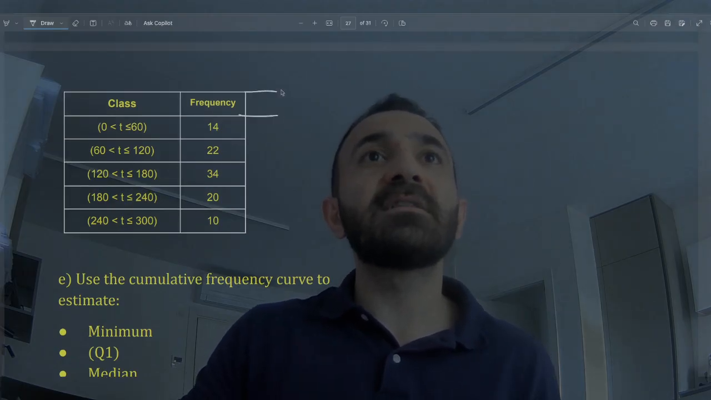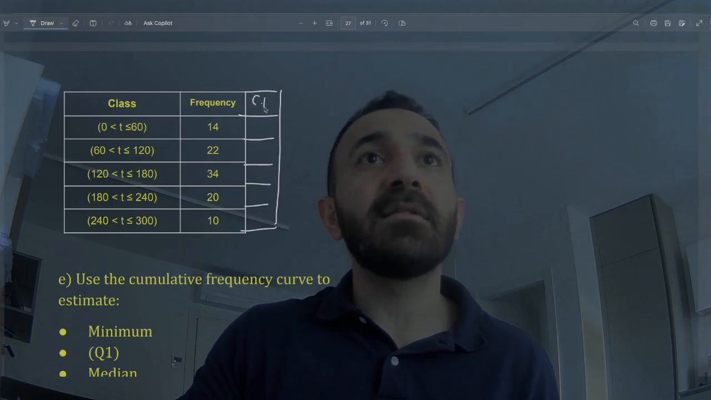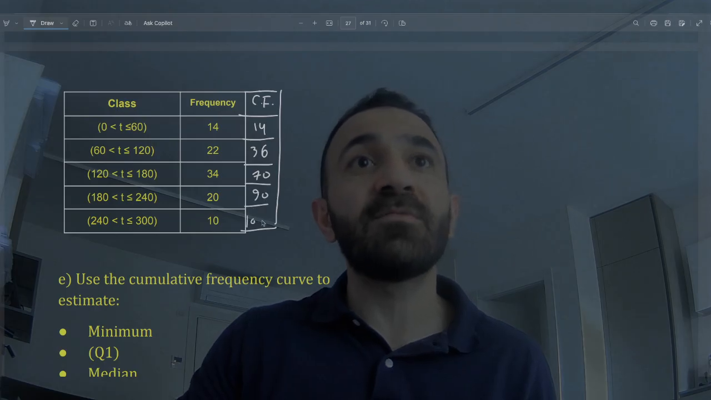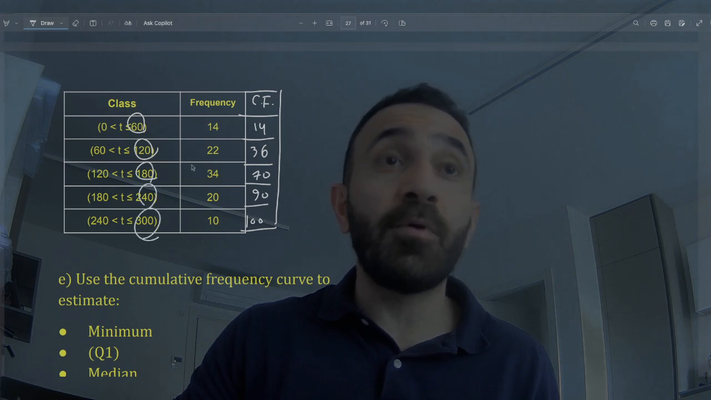How? First, I'm going to find the cumulative frequency of this table. So it's 14. 14 plus 22 is 36. 36 plus 34 is 70. 70 plus 20 is 90. And 90 plus 10 is 100. Okay. Then I'm going to choose the upper bounds, not the midpoint. It's a very common mistake.